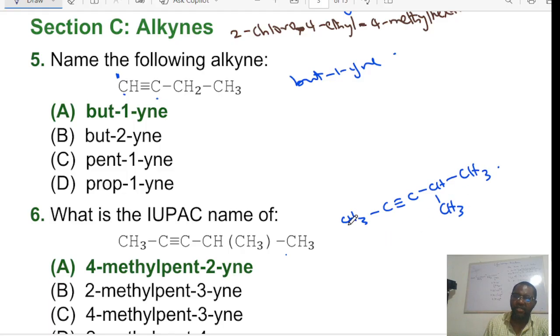So the longest chain is 1 2 3 4 5. So that means pent. In this case now it is 2-yne, because this triple bond is in position 2. 1 2. You see, I can't count 1 2 3. 3 is bigger than 2, so I'll go with 2. So that means every other thing will follow this naming. So this is 1 2 3 4. So that is 4-methylpent-2-yne. 4-methylpent-2-yne.